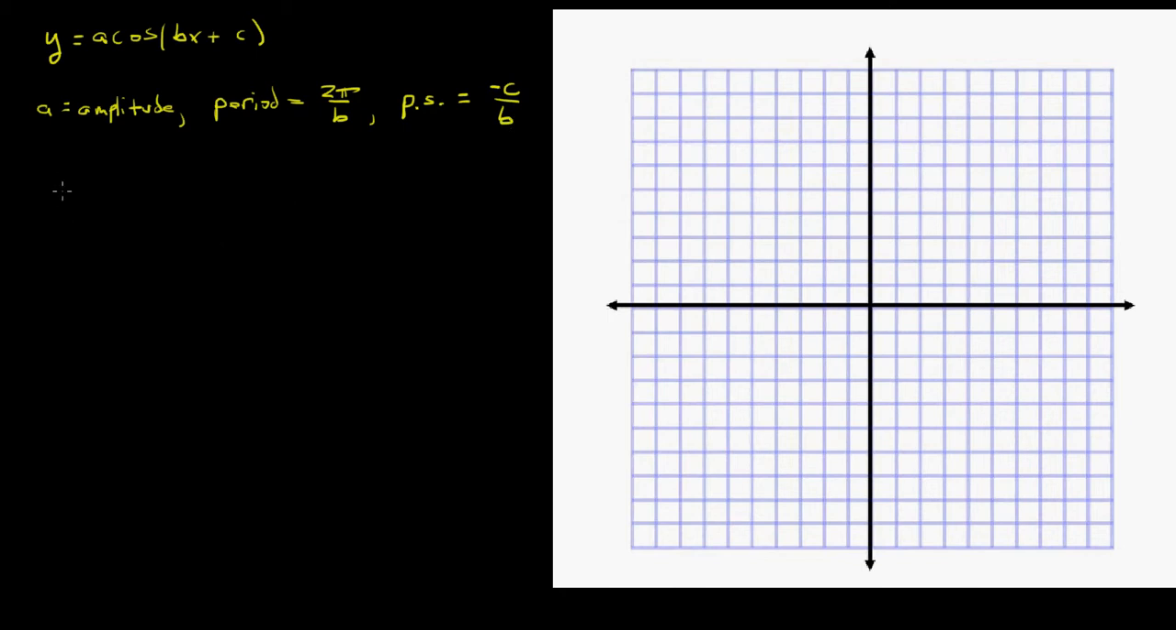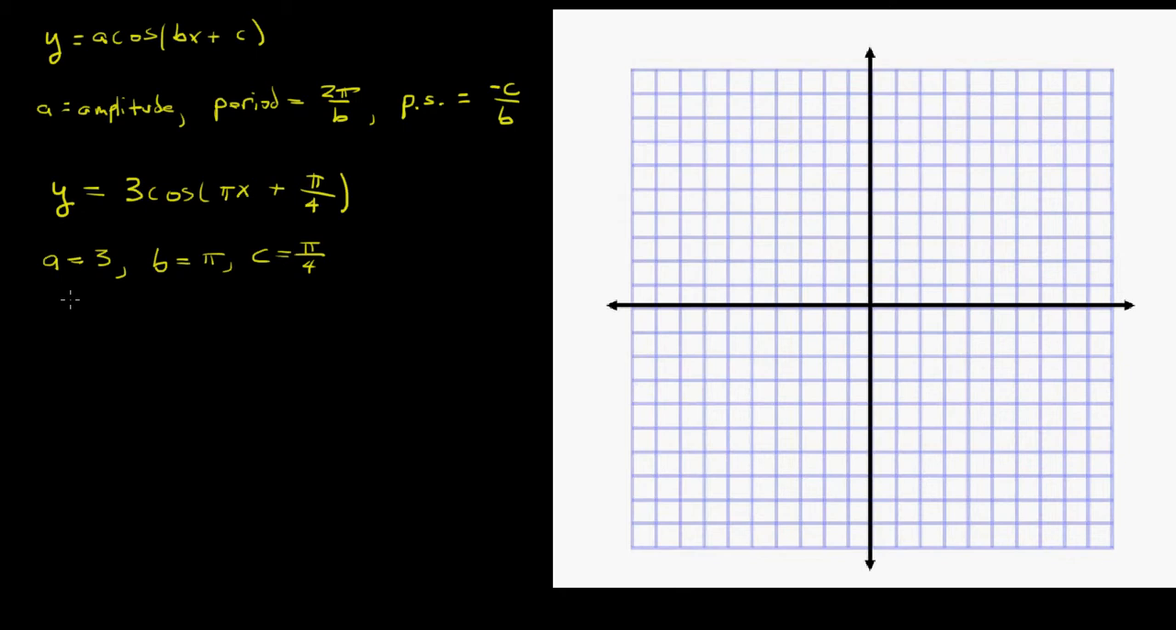Okay, so for our first example, let's look at y equals 3 cosine pi x plus pi over 4. So we could determine the amplitude, the period, and the phase shift using these three formulas. In this case, the amplitude would be 3, and our period would be 2 pi divided by b. Here b is pi, and c is pi over 4.